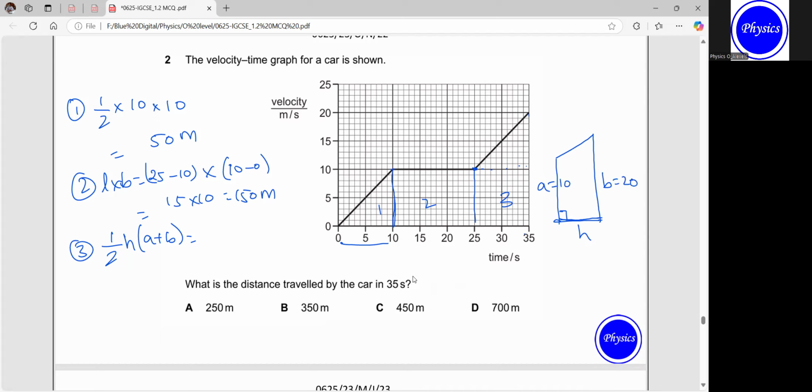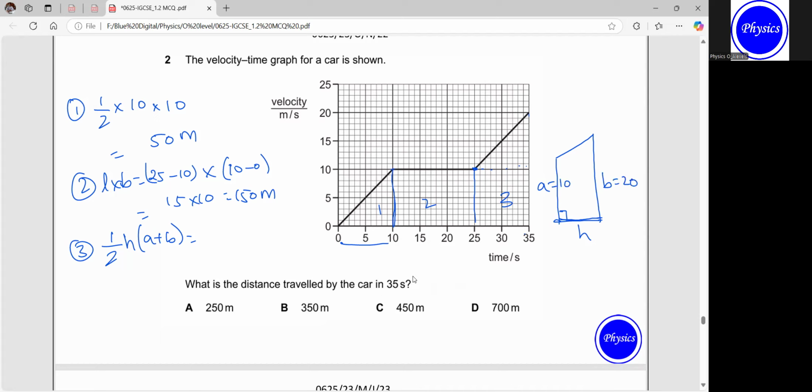So you add all now, 1 plus 2 plus 3, all the areas are added. You get 50 plus 150 plus 150, which is 350. So it's 350 meters. So the answer is B.